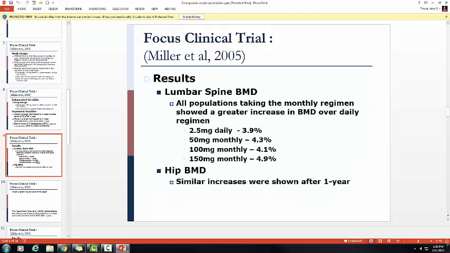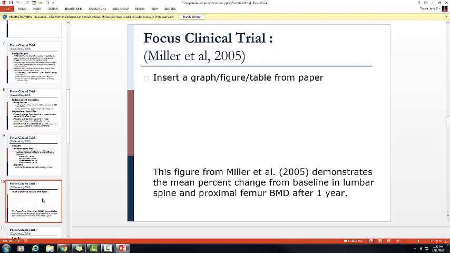You're going to start out by telling me about the results in words. So here we talked about the lumbar spine bone mass density, and it talks about the changes in it depending on what the regimen was. And then I would like you to show me the results in some type of graph, figure, or table. You're going to get that from your paper. There should be graphs on the results.